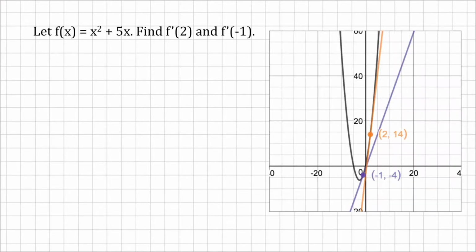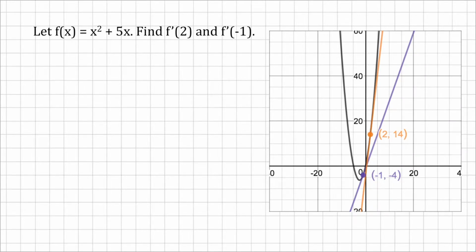Moving on, let's try this example. We are given a function equal to x squared plus 5x, and we are asked to find f prime 2 and f prime negative 1, meaning the derivative of the function when x is equal to 2 and when x is equal to negative 1. In a more visual sense, it is the slope of these two tangent lines, the orange and purple.